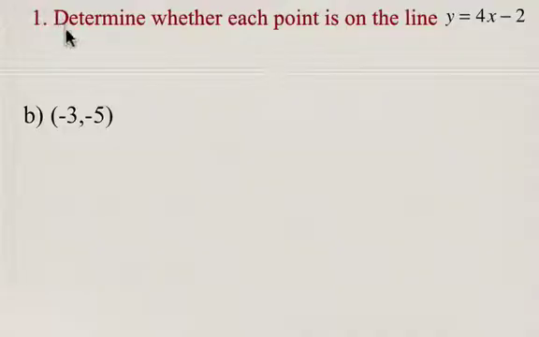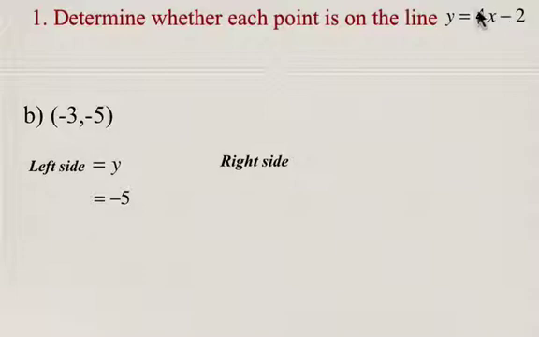So let's take a look at another example of this type of problem. So we're going to determine if (-3, -5) lies on the same line, y equals 4x minus 2. Once again, identify the left side of the equation, and the left side of our equation is y. And so we're going to sub in from our ordered pair, y is -5, because the -3 is our x coordinate, the -5 is our y coordinate.